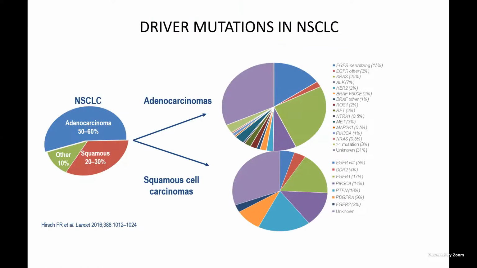So coming to the driver mutations in NSCLC, we know that more than 90% of lung cancers are basically non-small cell lung cancer, and the majority of them are adenocarcinoma. And the role of pathologists in this current era is not only to diagnose a lung cancer, but also to find out the various predictive biomarkers so that the patient can be put on targeted therapy.